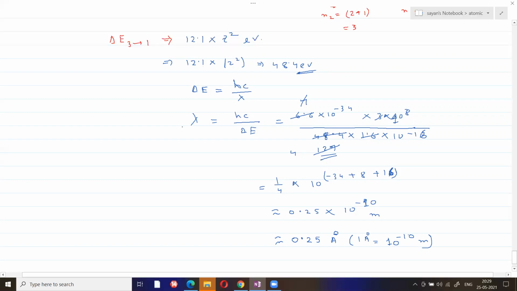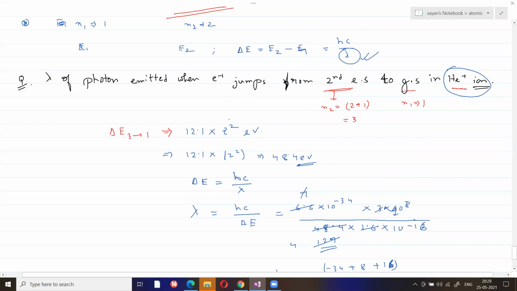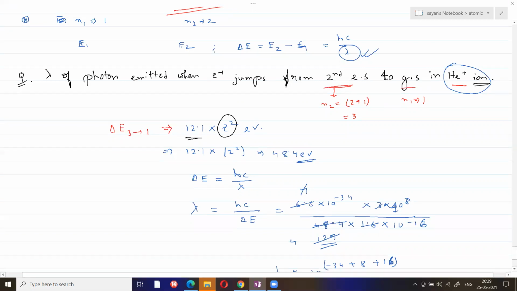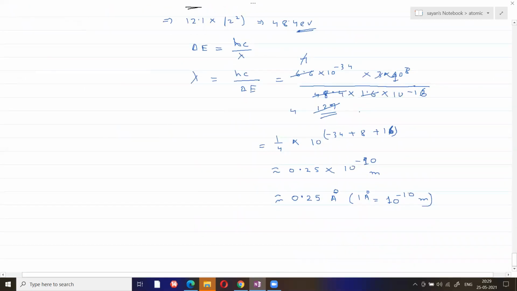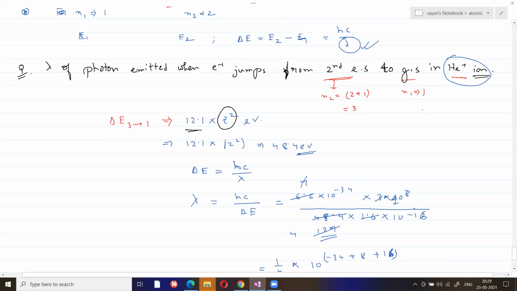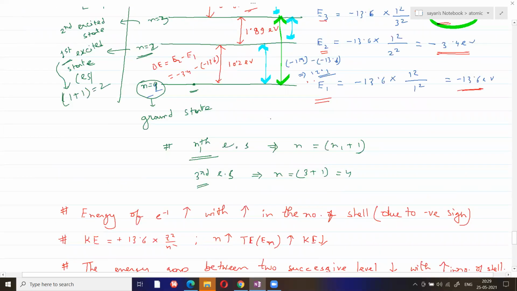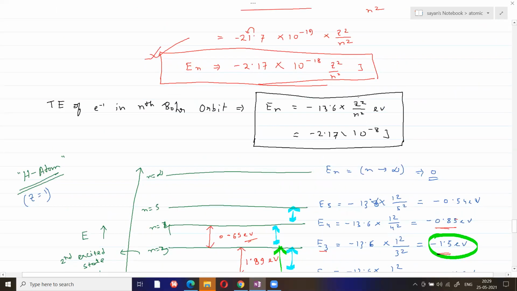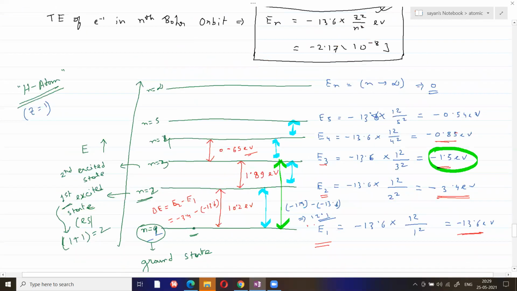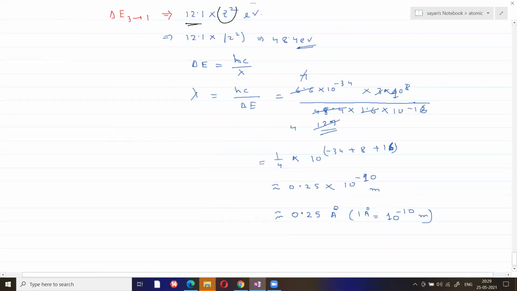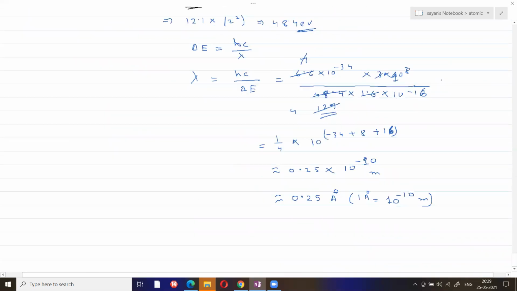Okay. I am giving you a similar type of question. Why did I introduce Z square? Because of helium. If this were hydrogen, it would be just 12.1 electron volt, nothing else. If you are comparing helium and hydrogen, or helium and beryllium, then you have to go through only this formula. Okay, try to solve this one.